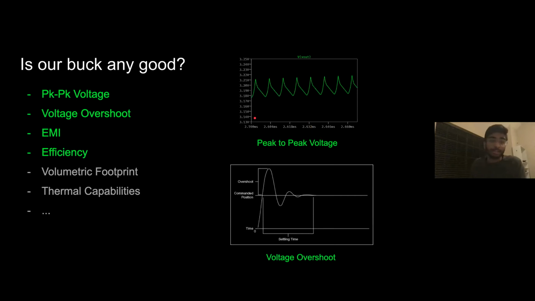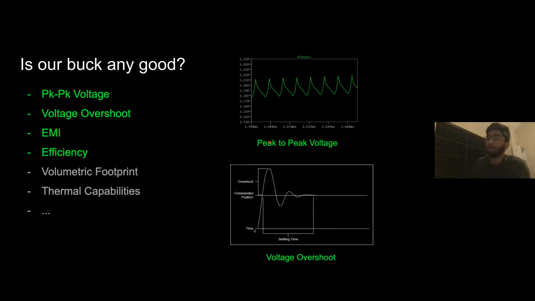Is our Buck any good? We have to ask ourselves this question every time we make a Buck. So some of the metrics we use to make sure they're good, there's a ton, which is why I added ellipses, but some of the main ones are, we check the peak-to-peak voltage. We check the voltage overshoot. We check the electromagnetic interference. We check the efficiency. And then we check the volumetric footprint and the thermal capabilities. Those are some of the main ones. I'm going to touch on them very briefly.